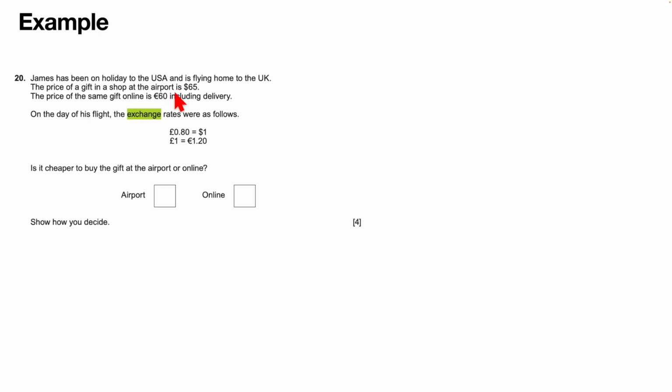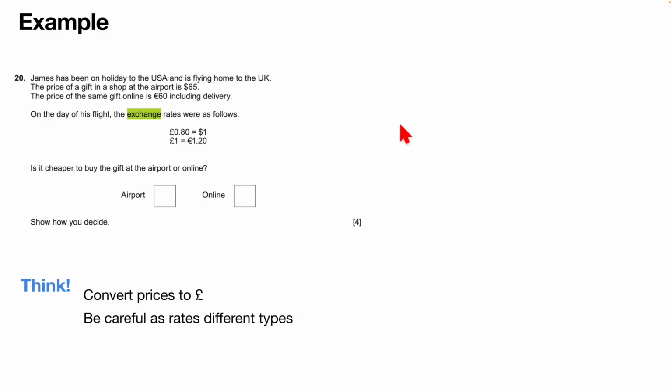So let's see the price in the US. Oh, we'll have a little think first. We've got to convert both these prices to pounds. Then we will compare them and find which is the cheapest. All right, USA. $1 equals 0.8 sterling or 80p. And we've got a price of $65.